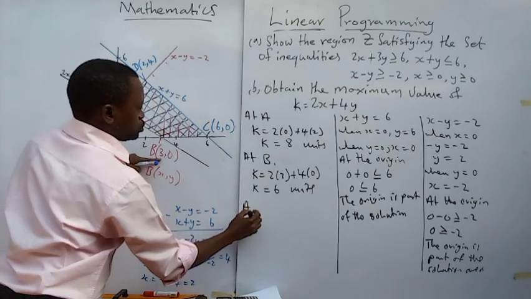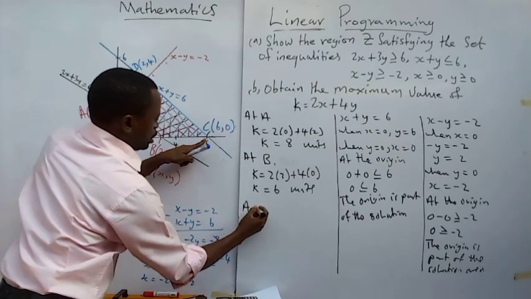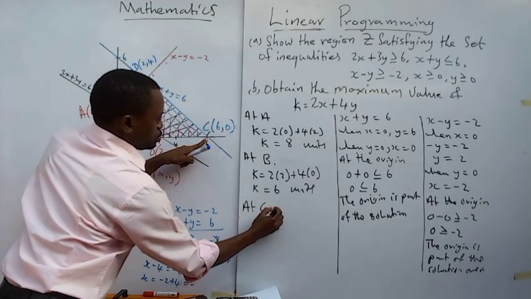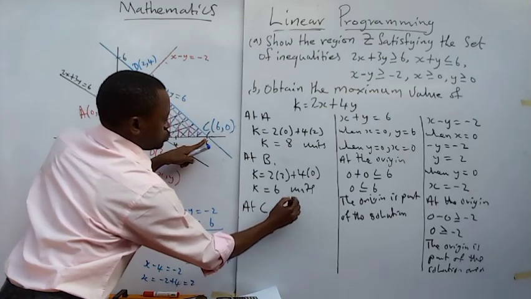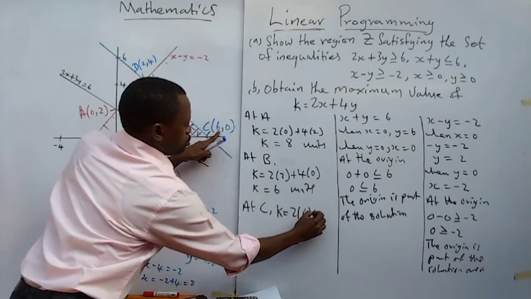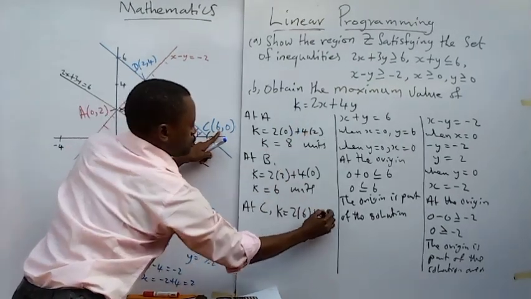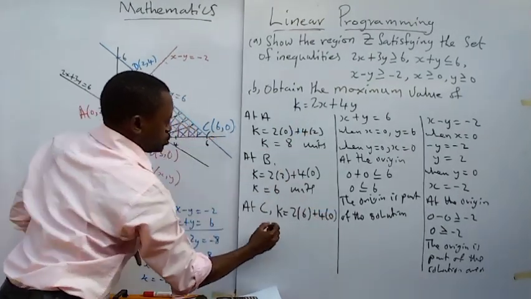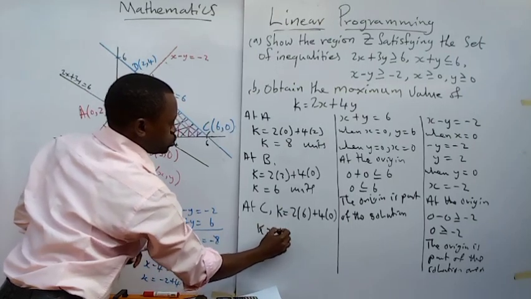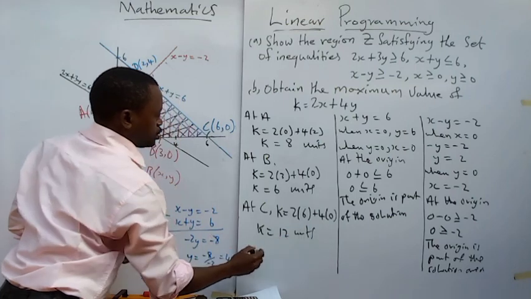And then we check also at c, another extreme point. At c, k equals 2 in bracket x is 6 plus 4 in bracket 0, y is 0. So we have k equals 12 units of whatever you are going to classify it into.